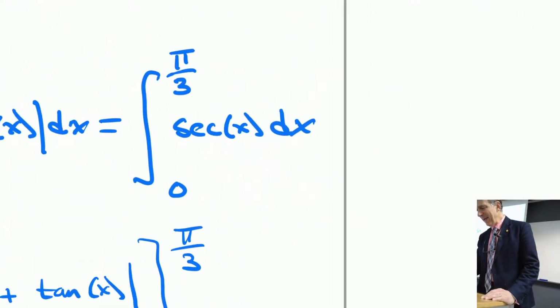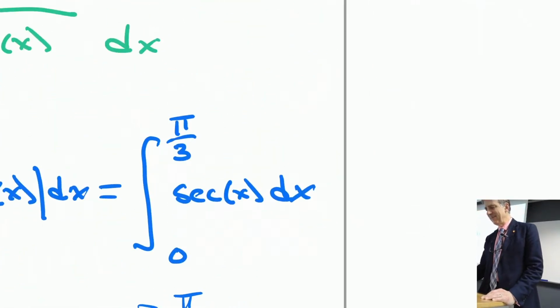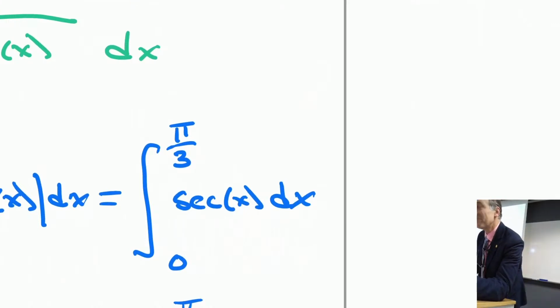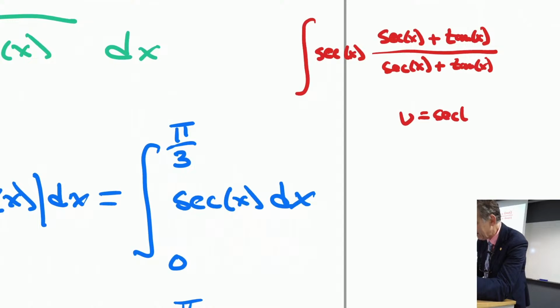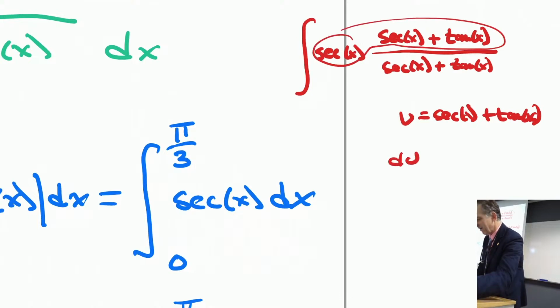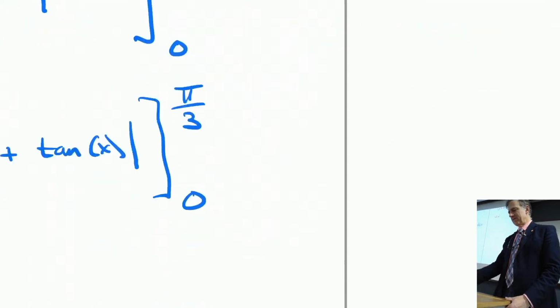By the way, this is the sort of thing that I did when I was taking calculus 40 years ago. I would be like, oh, is that really right? And then I'd have to rederive the formula. Just in case you don't believe me, you can do this: secant plus tangent, and then you let u equal secant plus tangent, and you find that du is this stuff up here. So that's why it's that.